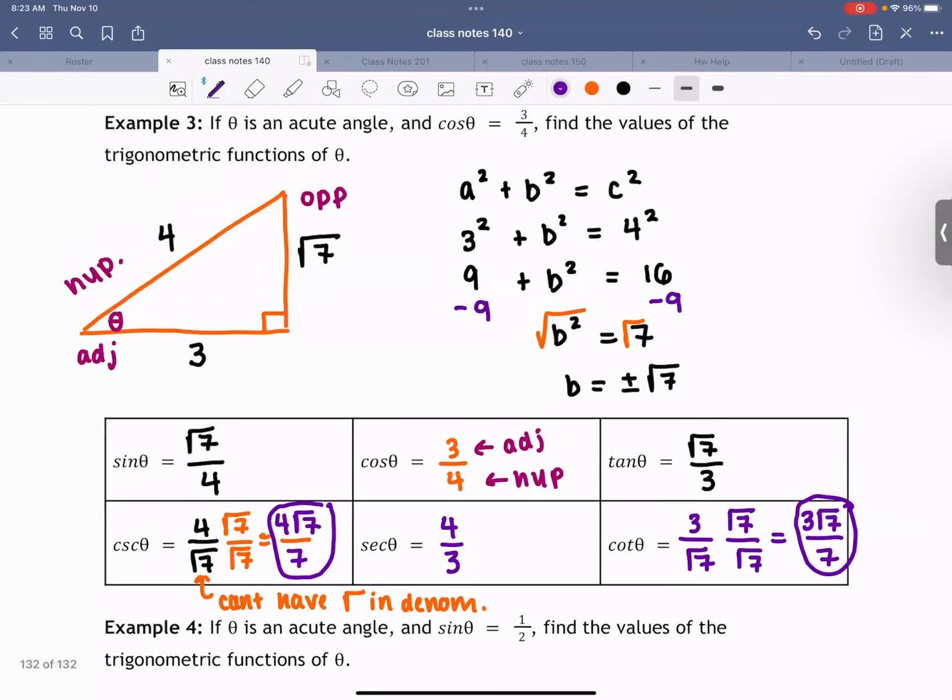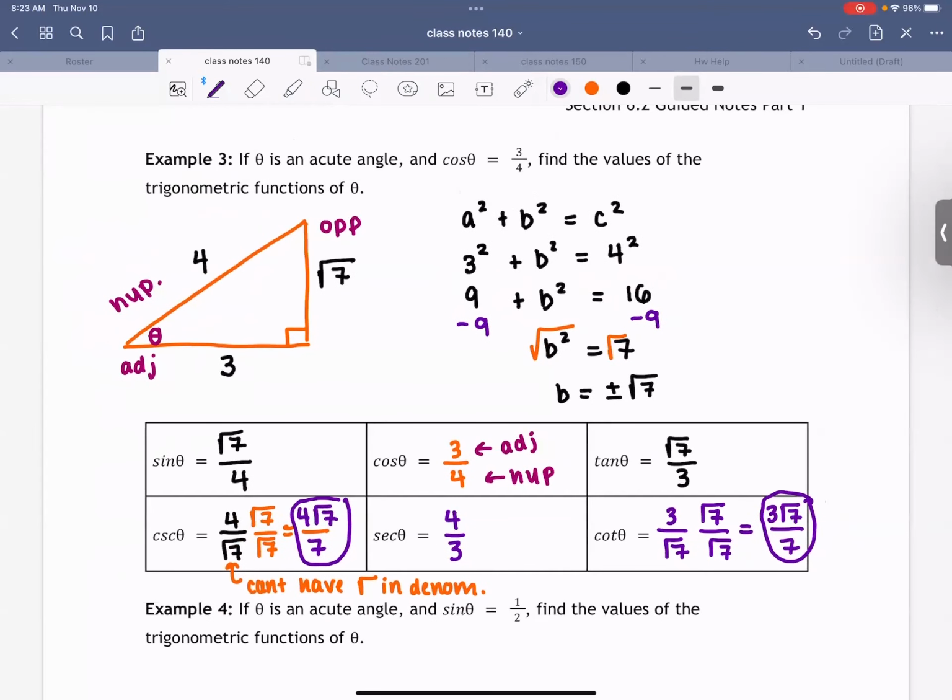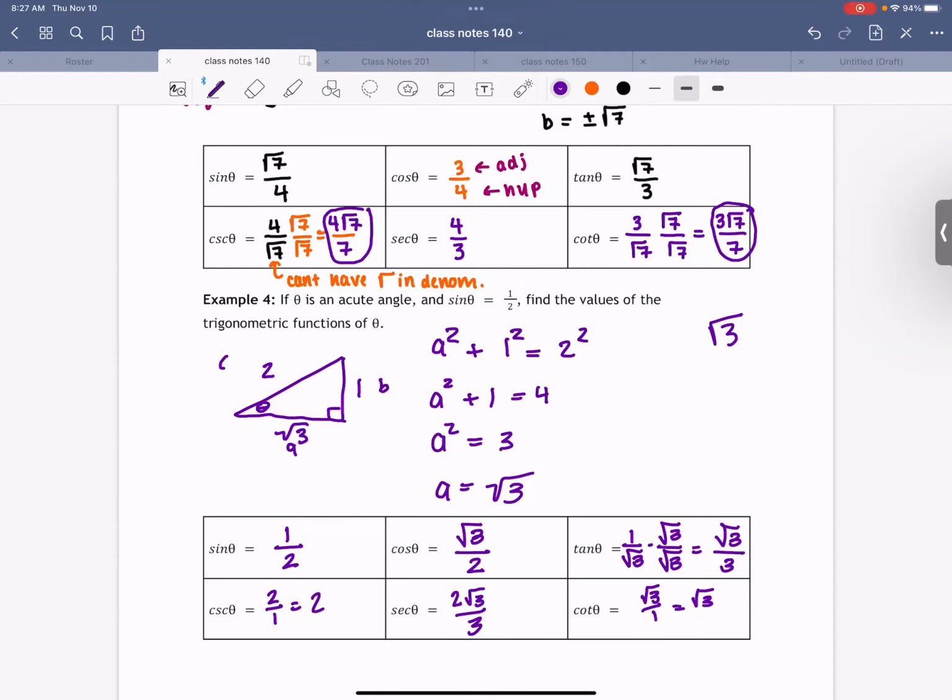All right. Any questions on example 3? All right. I think I feel pretty confident with you on example 4. How about I give you a little bit of time to work on the next example? It's basically the same thing, and then we'll come back in a little bit.